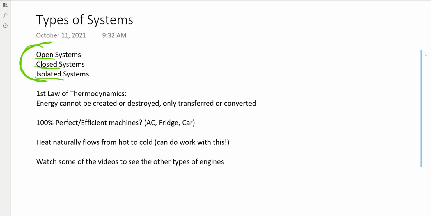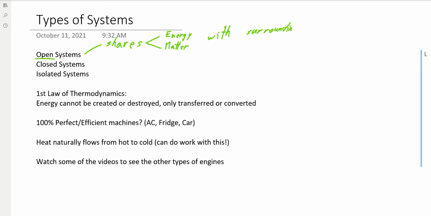So an open system, we're going to look at first here. An open system means that it shares with the environment, and it shares both energy and matter with the environment or surroundings. Okay, so an open system shares with the environment energy and matter.